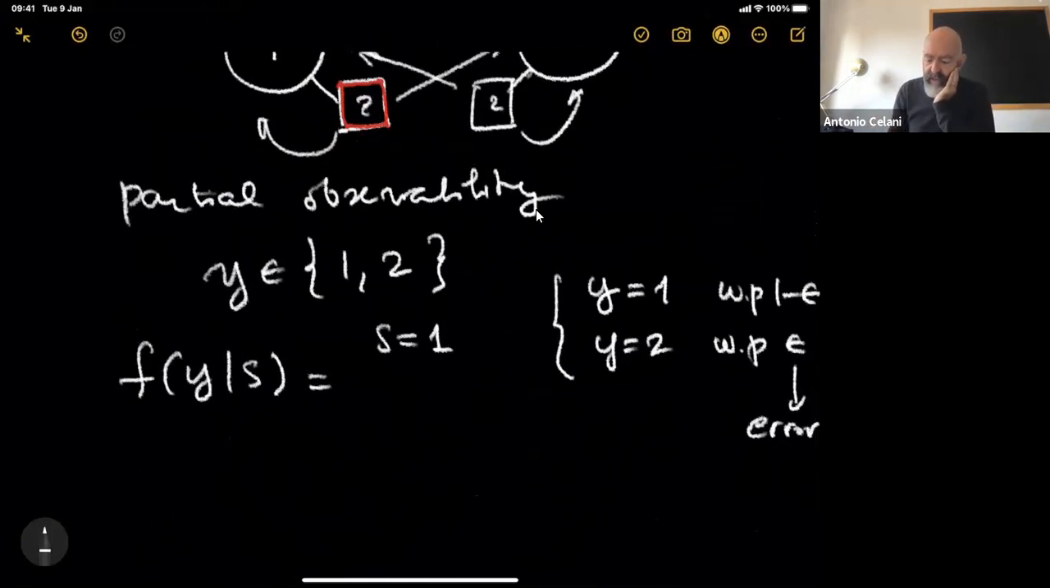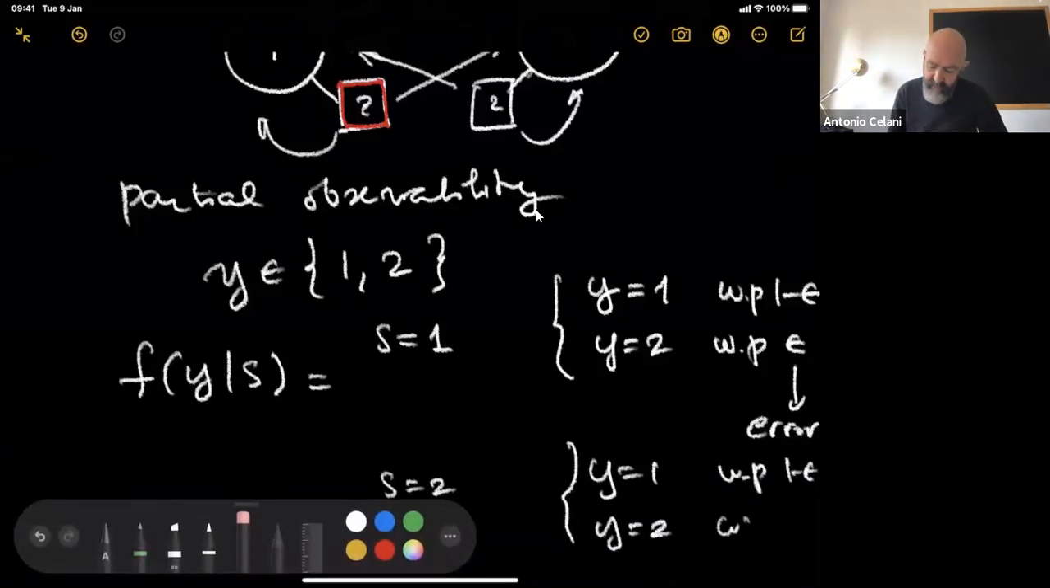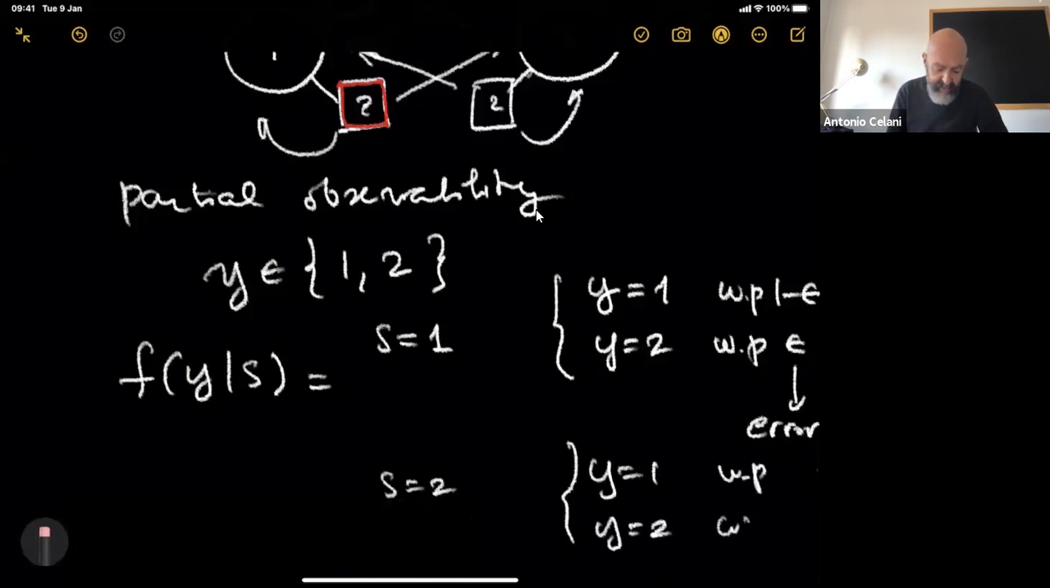All right. And the same happens for state 2. Only the situation is reversed. It makes the same error. It could be different errors. It doesn't really matter. I mean, this is just to fix the ideas. Sorry, I'm writing the same thing again, which is not what I wanted.